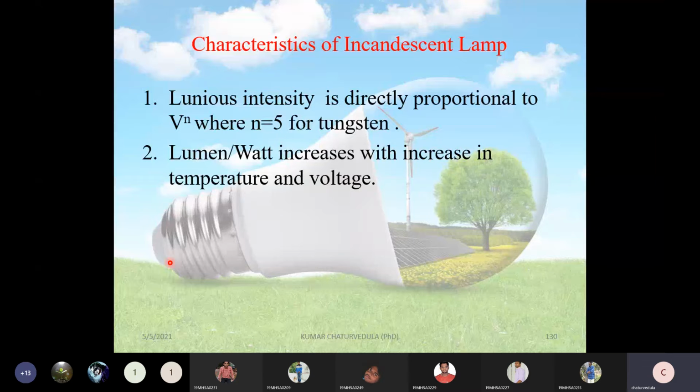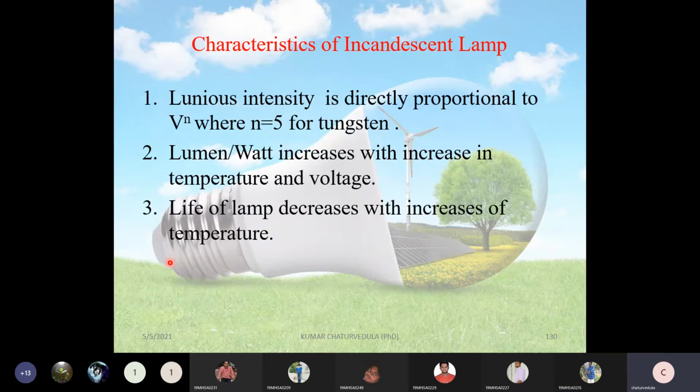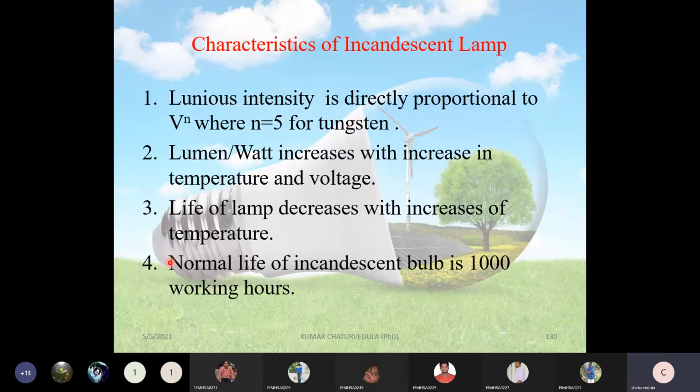As we know, the lumen per watt increases with increase in temperature and voltage. So the life of incandescent lamp decreases with increase of temperature. The average life of an incandescent bulb is normally 1000 working hours. Okay, it is 1000 working hours, not 1000 hours.